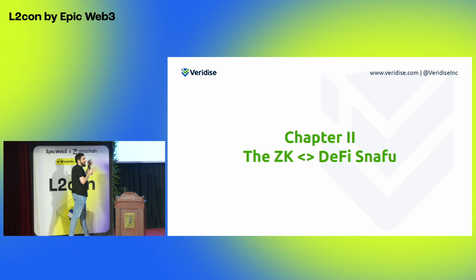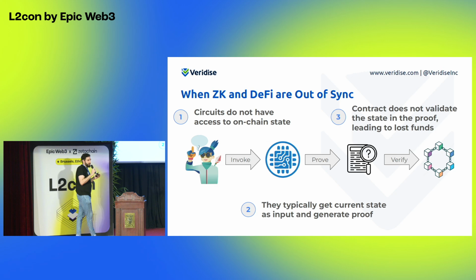Okay, let's move to the next category of bugs that I'm going to talk about today. Here is what we call the DeFi ZK snafu. And what do I mean by that? One way these types of bugs can manifest is the following. Generally, you want your ZK and DeFi components to be in sync. And sometimes they can get out of sync. One way this can happen is by forgetting to validate state.